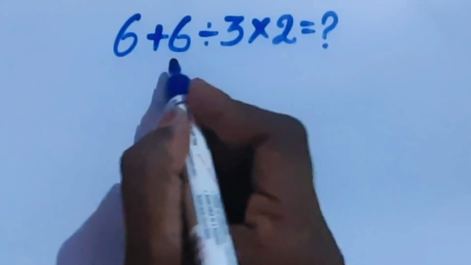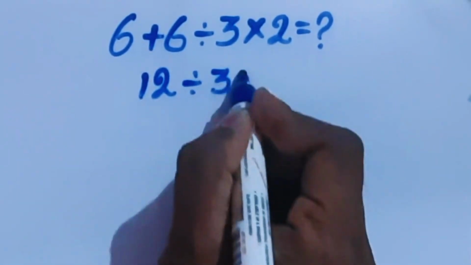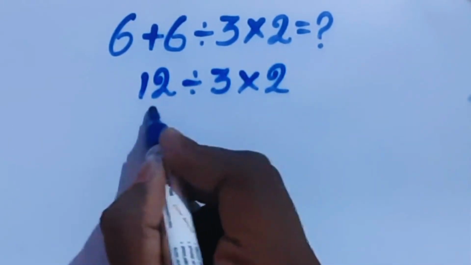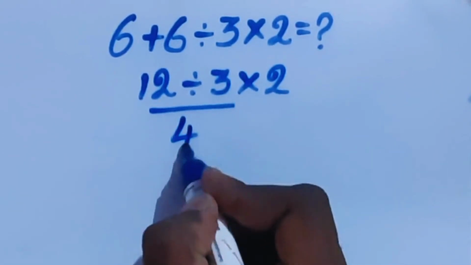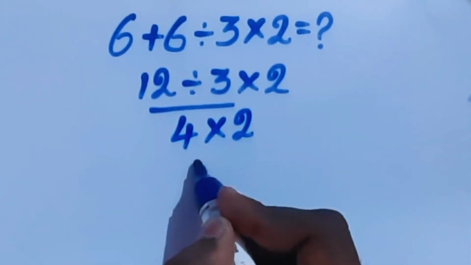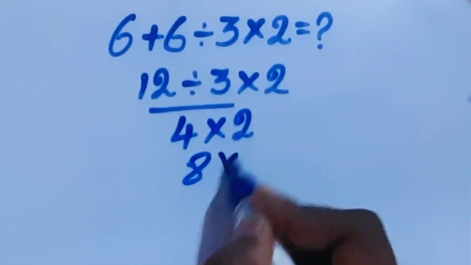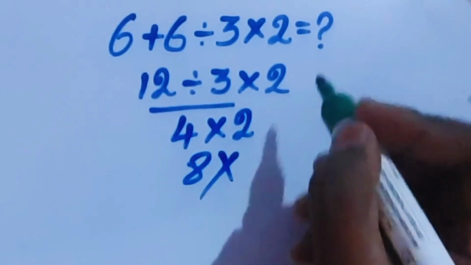Hi guys, here 6 plus 6 is 12. Divide by 3 times 2. Now this is 12 divided by 3 is 4 times this 2. Here 4 times 2 is 8, which is the wrong answer. As per the order of operations PEMDAS, this 8 is the wrong answer.